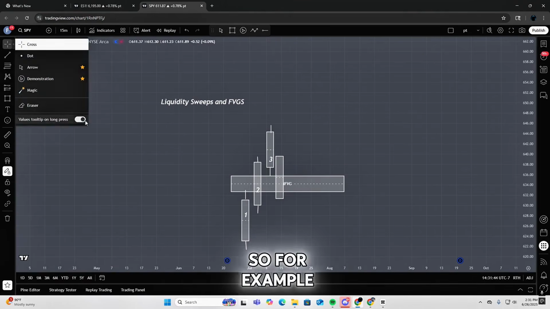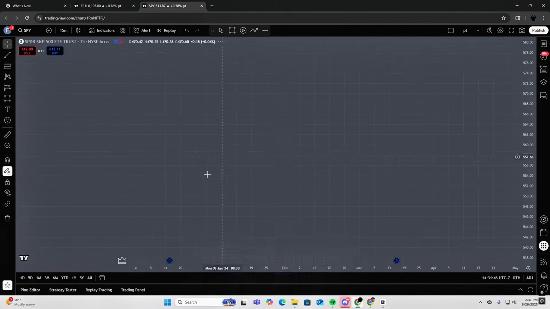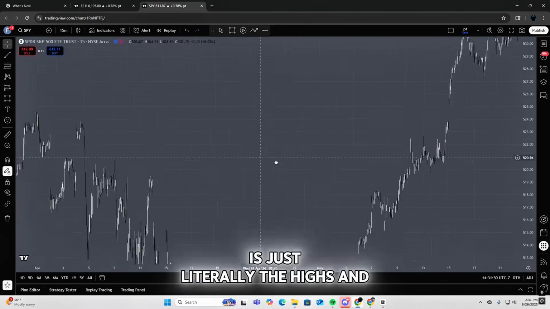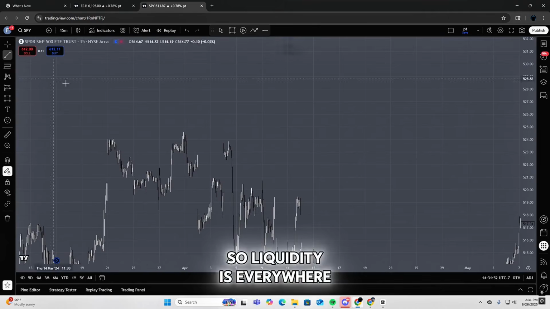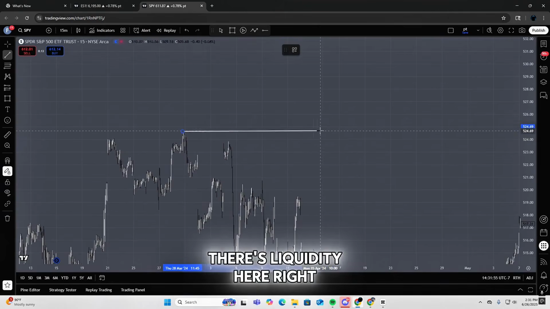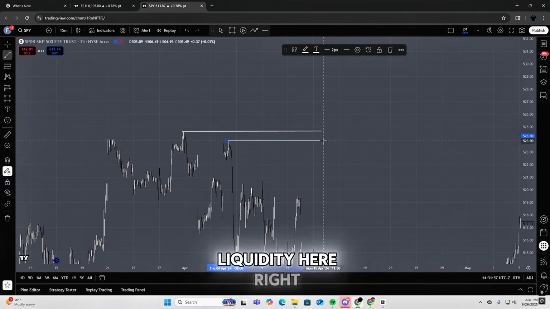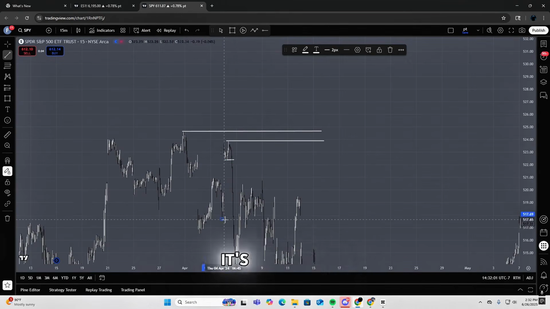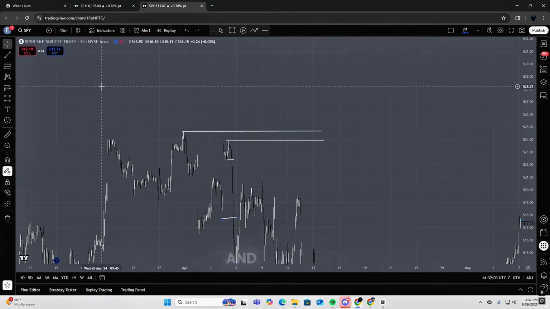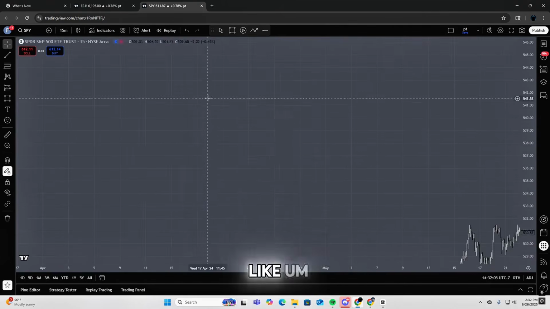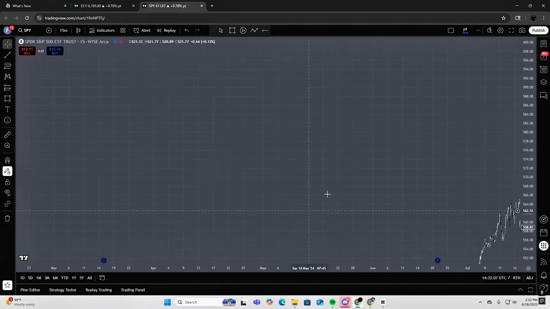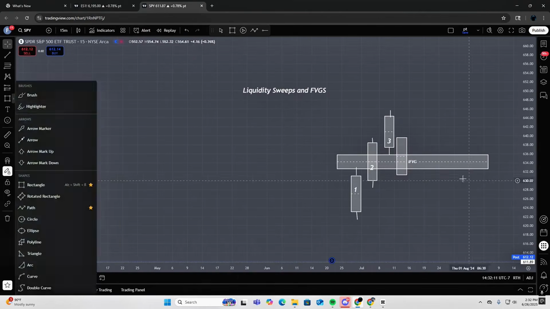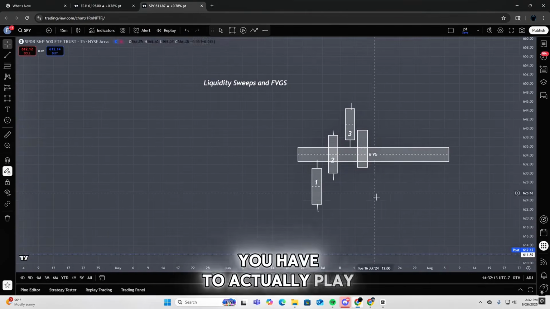So, for example, let's come down to the chart right here. What liquidity sweeps actually are is literally the highs and lows, right? Liquidity is everywhere. There's liquidity here, liquidity here, then there was liquidity here that eventually got taken out. It's basically the highs and lows. And usually you want to see a sweep, then an inverse fair value gap to actually play the downside.